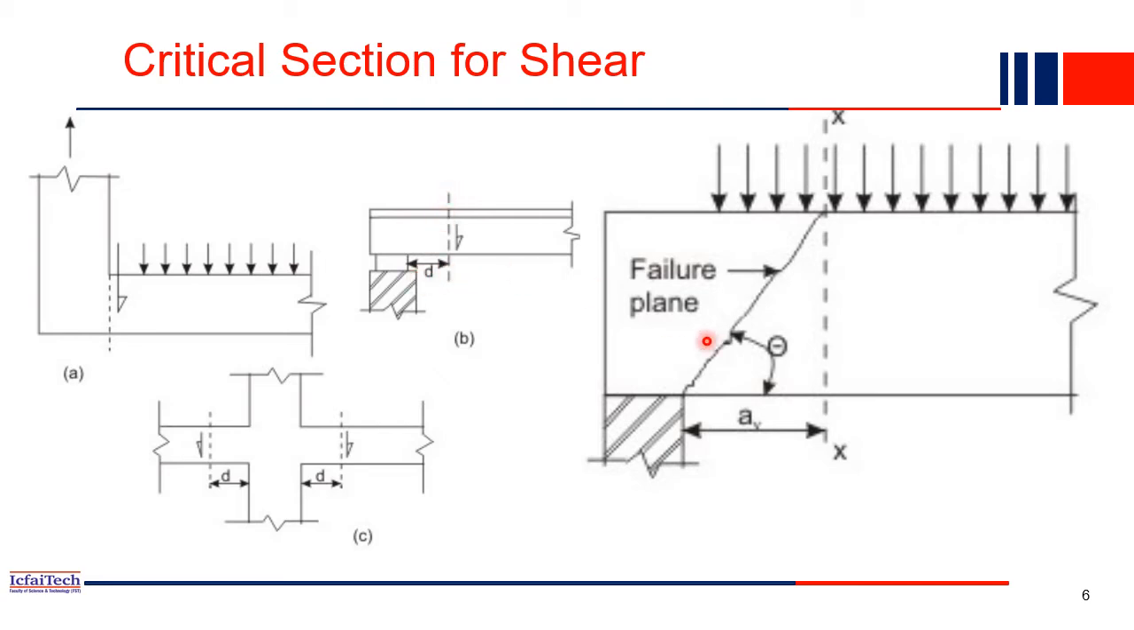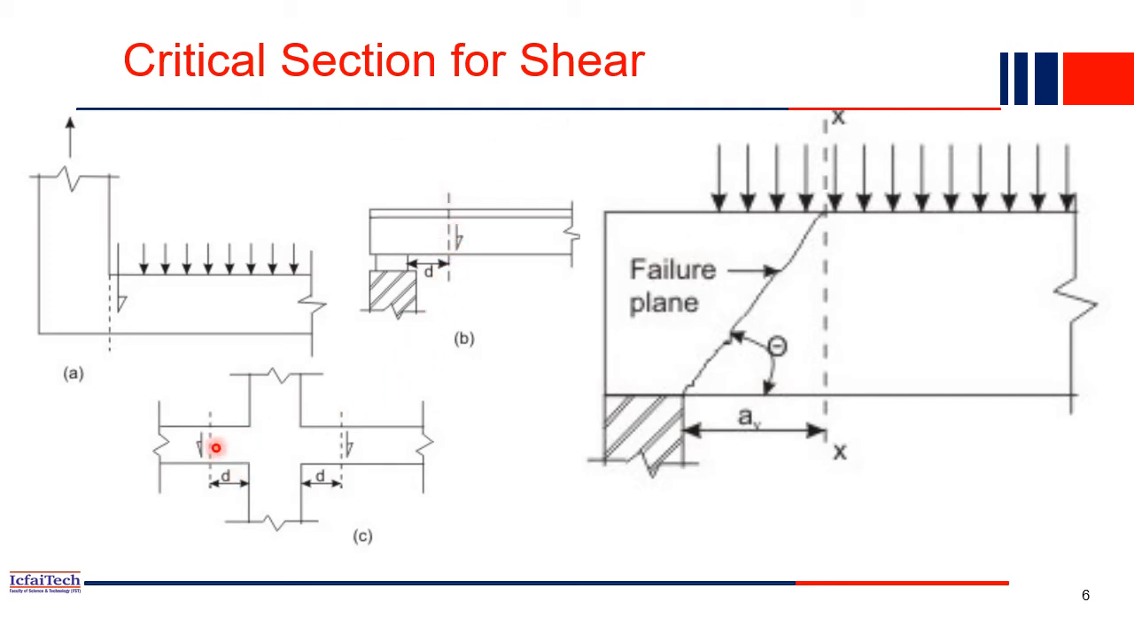Why is it d? Because this angle is 45 degrees, right? Failure normally happens at an angle of 45 degrees. So if this angle is 45 degrees, both of these lengths are equal. From trigonometry we know that if this angle is 45 degrees, whatever the length of this one, the length of this one is the same. So what is the length of this one? It is d, the depth of the beam, small d. So from the edge of the column to a distance d, this is our failure plane or the critical section in shear.